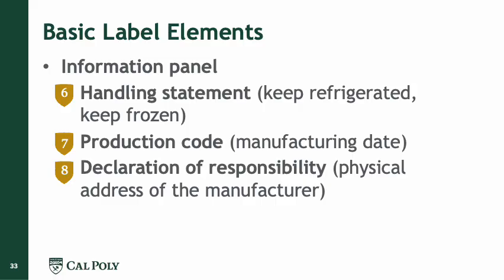Then we have also a production code, which is the manufacturing date, and a declaration of responsibility, which is the physical address of the manufacturer. So these 8 components are the basic elements, and they should be included in all food packaging labels, and you should be able to identify them easily.